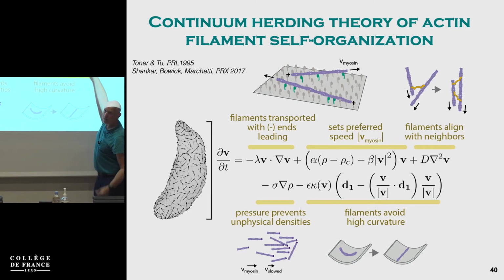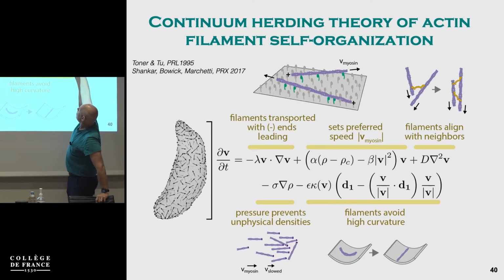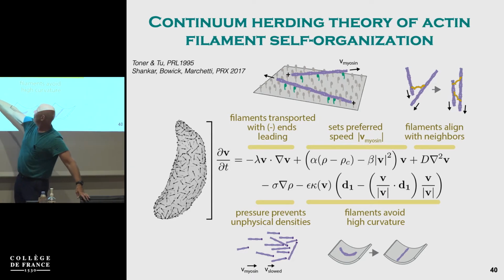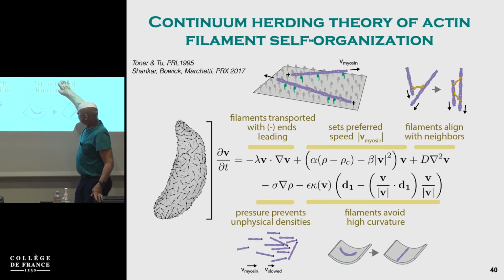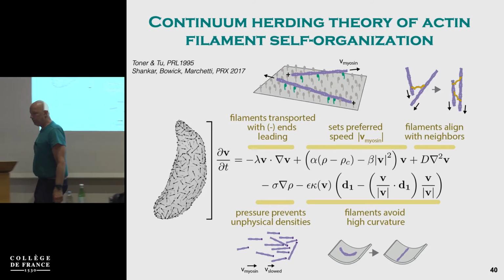This is the term that says I want to be aligned like my neighbors. That can be mediated by proteins which cross-link them, but also by excluded volume forces. This prevents unphysical densities. This is a new term that's not present for the wildebeest, and that's a term that punishes filaments that are highly curved and tries to align them in the direction of lowest curvature.